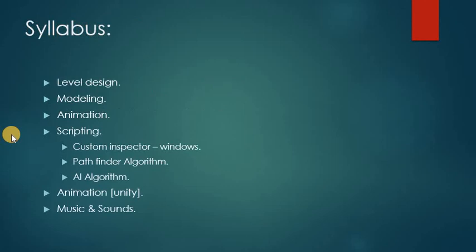So for the syllabus, we will be starting by designing the levels. For example, we will start with level 101, and then we will start modeling the elements on this level, and then we'll do the animation for the enemies of these levels, and of course for the main character. Then we'll be heading to Unity to script all of that, and we'll do our own custom inspector also and custom windows, and we will be designing our own algorithm for the pathfinder for the AI, and we will also be designing our own AI algorithm.